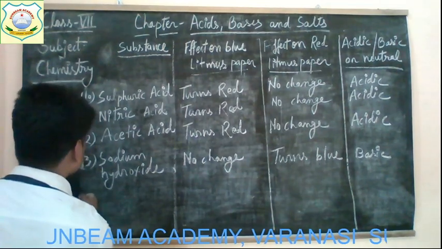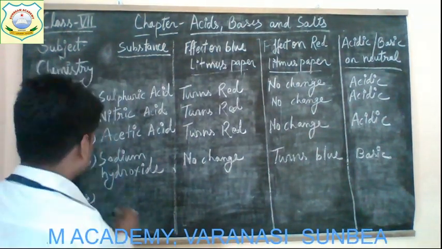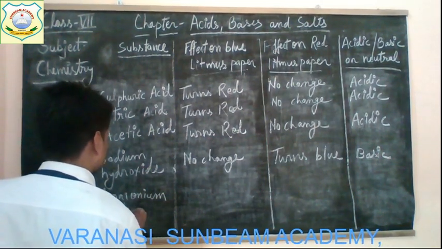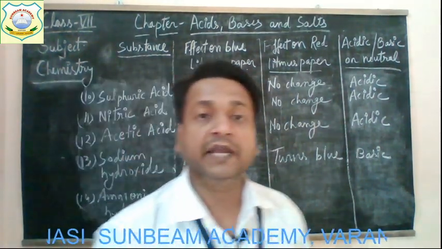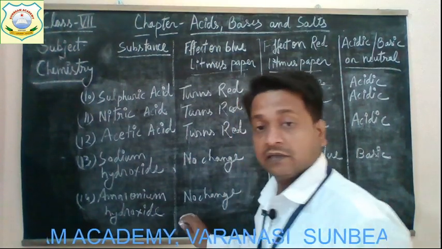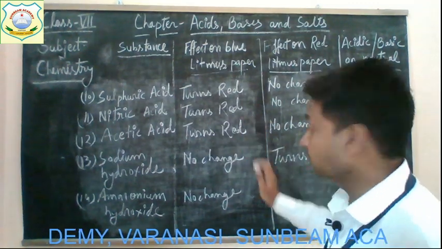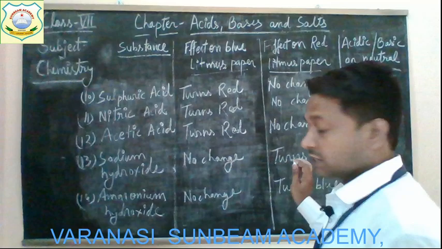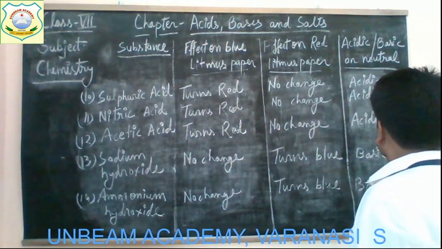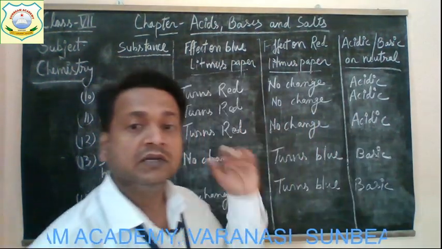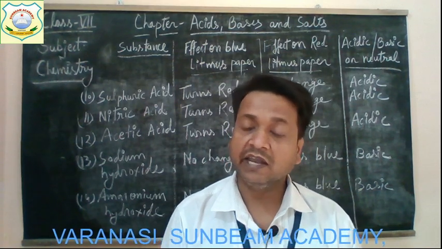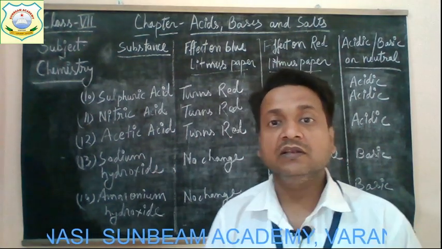Okay. Now the other substance, we will take ammonium hydroxide. When a drop of ammonium hydroxide is kept on blue litmus paper, no change will occur, and it changes the red litmus paper to blue. So this indicates that the nature of ammonium hydroxide is also, yes, basic in nature. Alright children, these are some more examples of general substances and their nature, either acidic, basic or neutral. I hope that you understood all these examples.